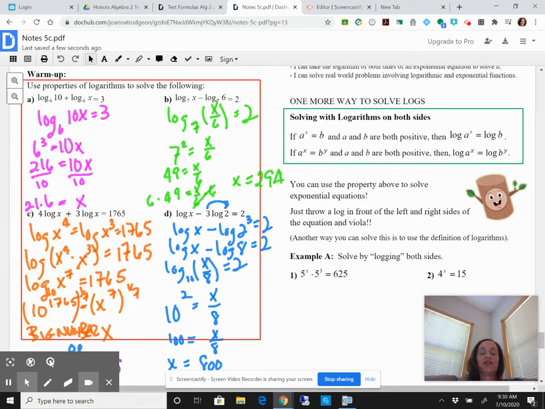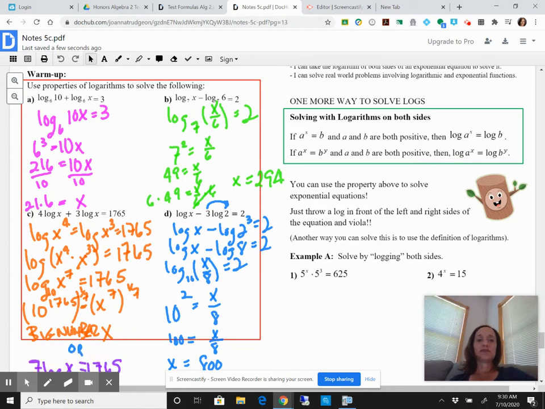All right, let's take a look at these. So for A, you can use the product property to get log base 6 of 10x equals 3, change it to an exponential here, and then you get 216 equals 10x, divide by 10, x equals 21.6.